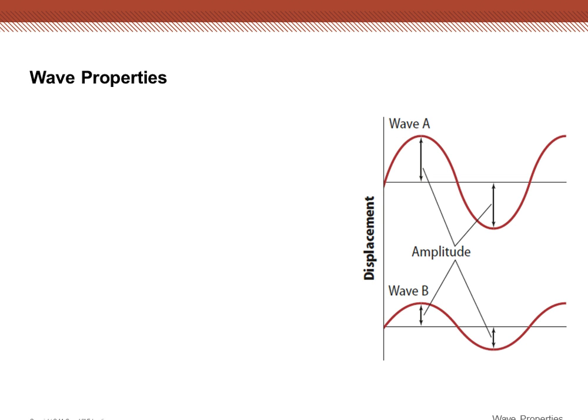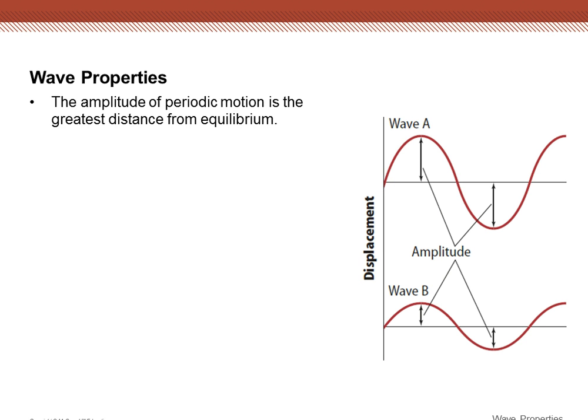Now let's talk about some wave properties. The amplitude of a periodic motion is the greatest distance from equilibrium. So when looking at the graph of a wave or this physical representation of a wave, this distance here from the crest to the equilibrium point or from the equilibrium point to the trough, that is the amplitude, the greatest distance away. Now we can notice right here, wave A and wave B, what's the difference in their amplitudes? Well, A has a greater amplitude because it goes higher than B does.